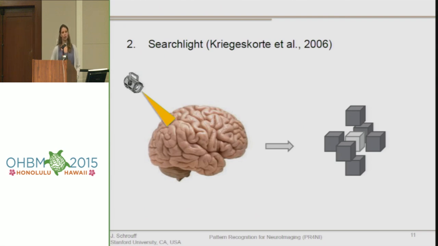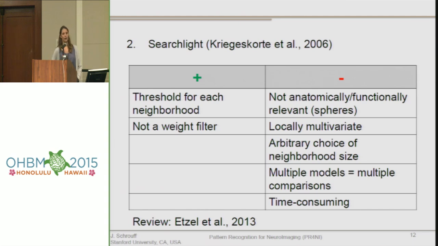Then it's going to compute a model for the discrimination you are looking at, and you obtain an accuracy, and it's going to report the accuracy in a new map for that specific voxel. And then it's going to do it for all of the voxels. So instead of having a weight map, you obtain an accuracy map that you can then threshold based on the significance, for example, of the accuracy. So it's not a weight filter, which is a good thing, and you can obtain a thresholded map.